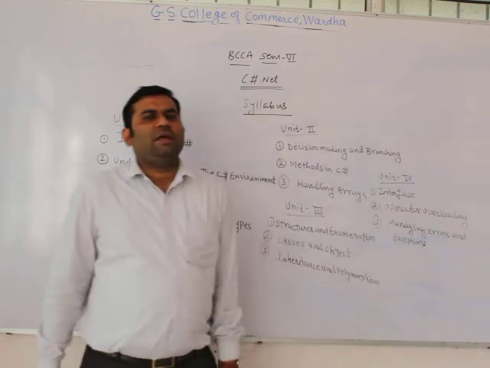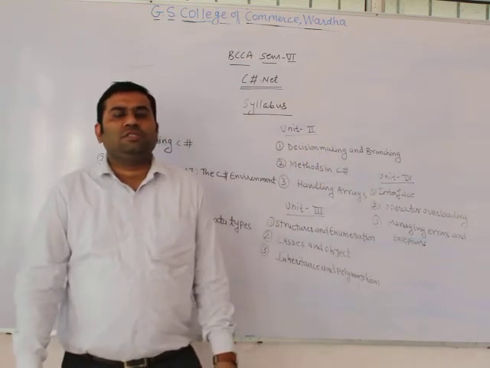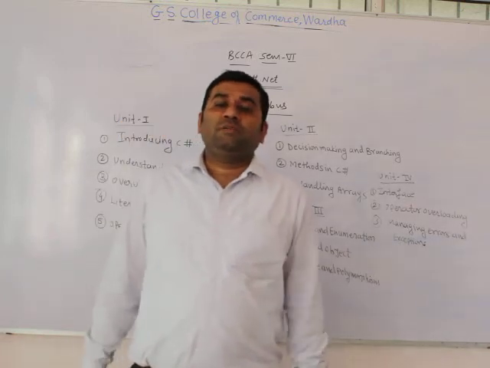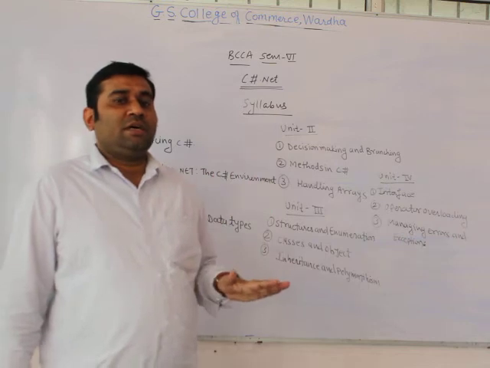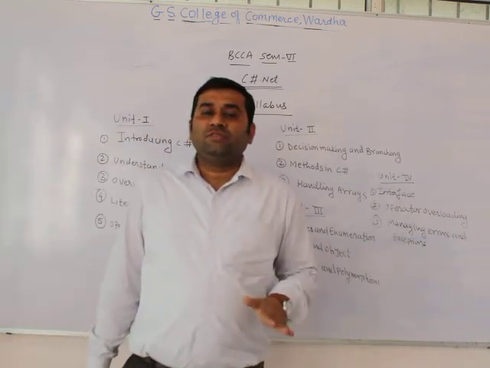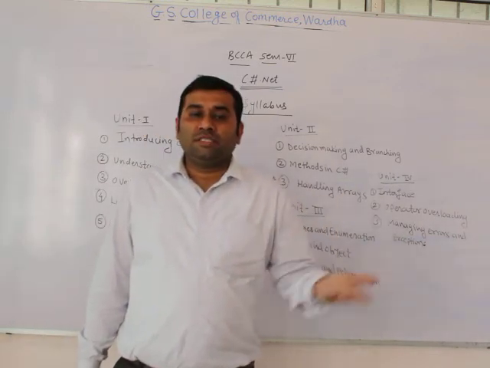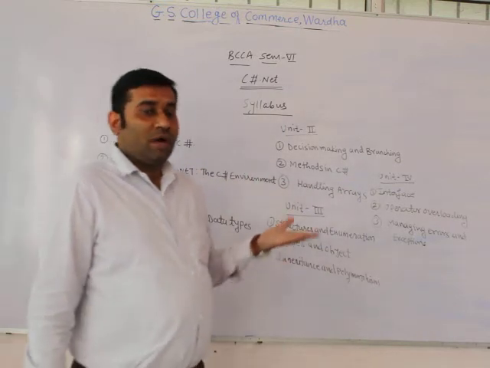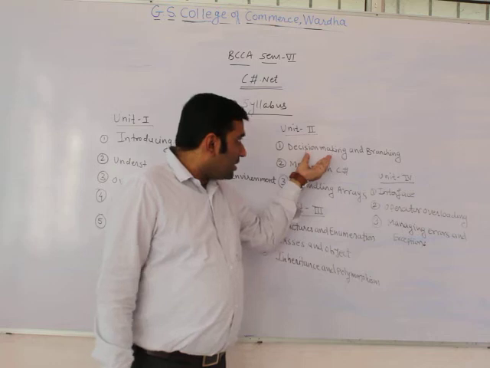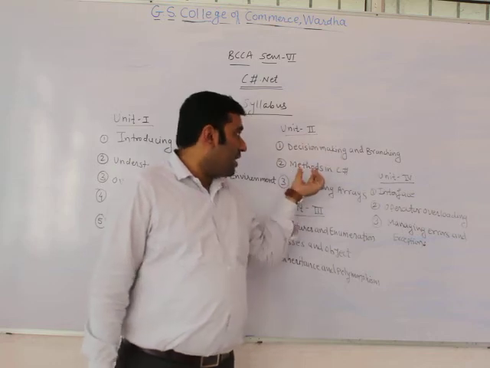Now see the second unit: decision making and branching. You learn the various types of decision making statements: the if statement, simple if statement, if else statement, if else if ladder statement, then the switch statement, conditional operator, decision making, looping, while loop, do while loop, for loop and foreach loop. It is learned in decision making and branching.